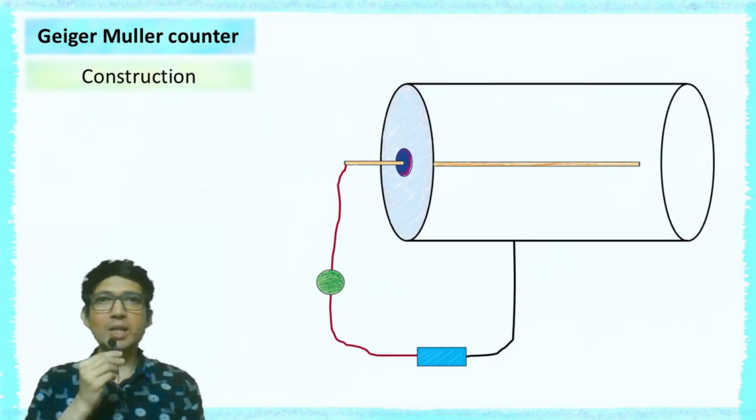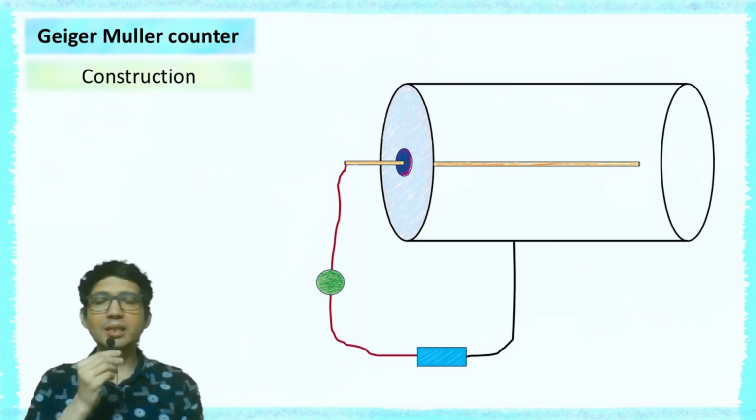Hi, let's talk about Geiger Muller counter. The Geiger Muller counter was invented in the year 1928, a long time ago. And even today, this amazing instrument is widely used for the measurement of radioactivity.